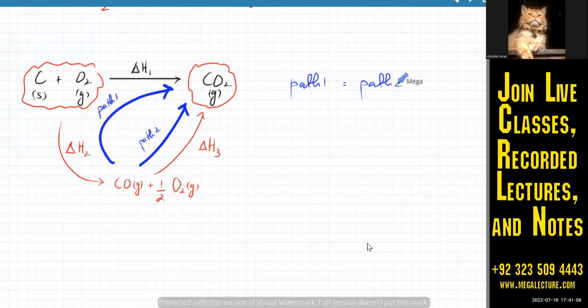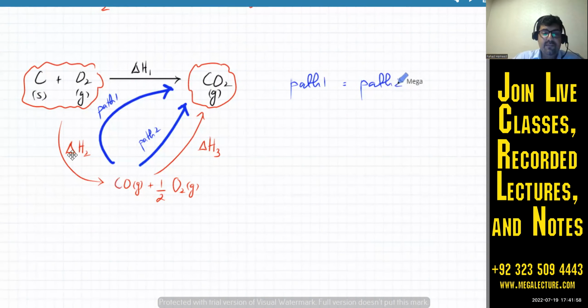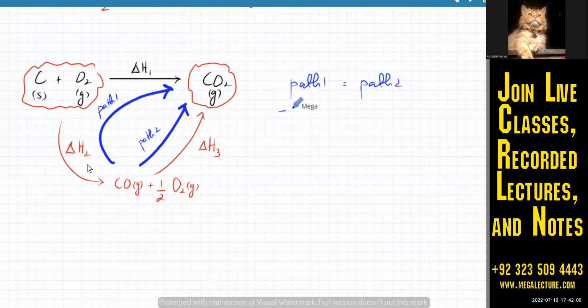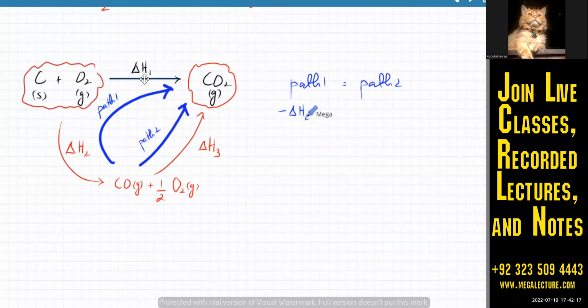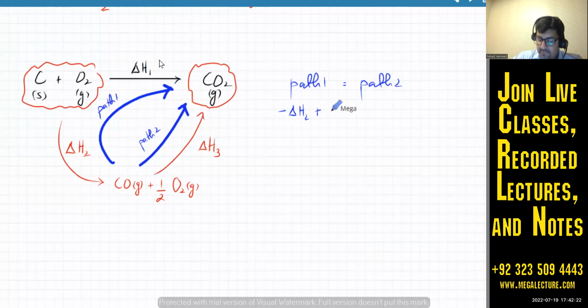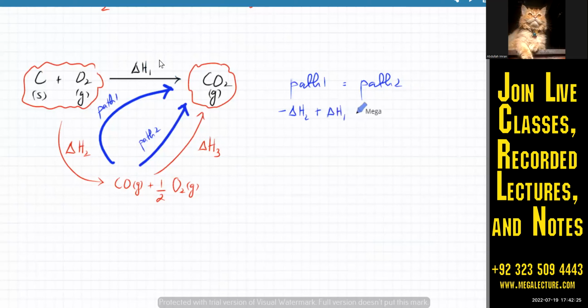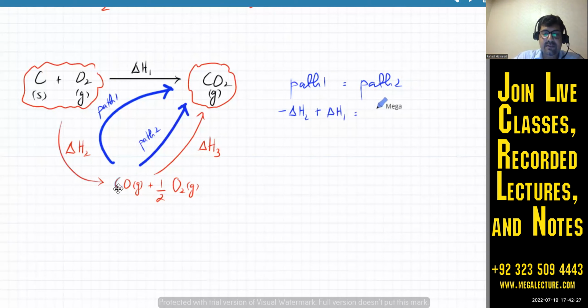So now look at path 1. I have to go in this direction. If I want to go in the opposite direction, the enthalpy change sign will reverse. So instead of delta H2, I'll have minus delta H2. Okay, look at path 1. I have to go in the opposite direction, so this is going to be minus delta H2. So this is all right. And this is going to be plus delta H1. And what is path number 2? Path number 2 is you can go directly from here to here. That's delta H3.